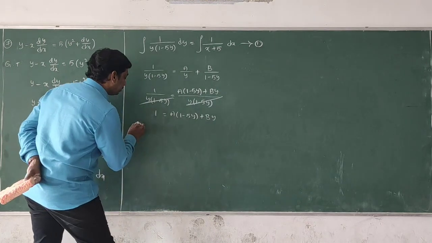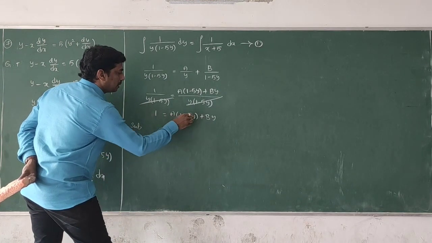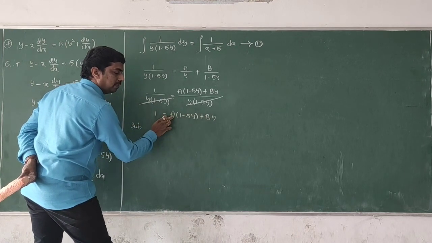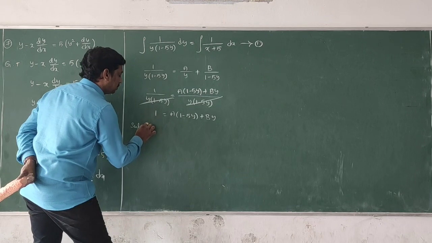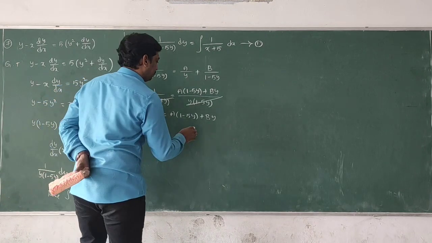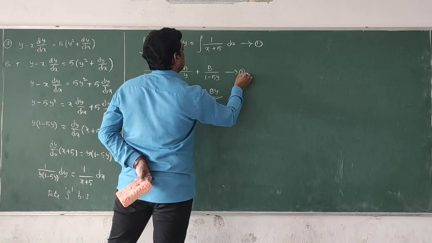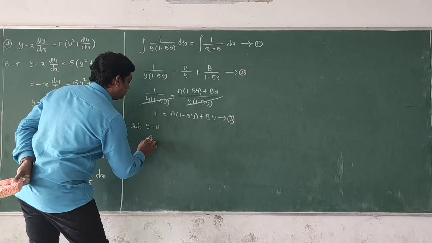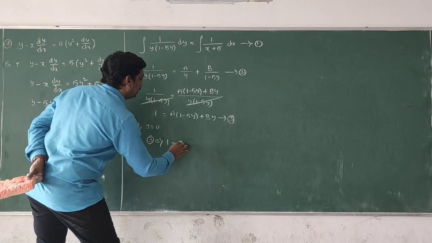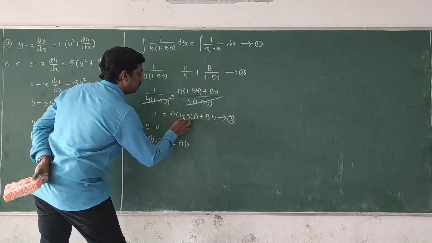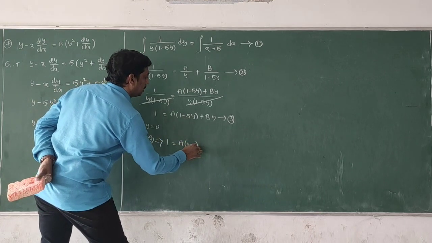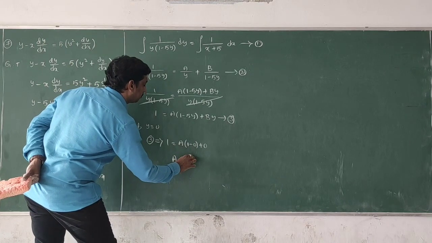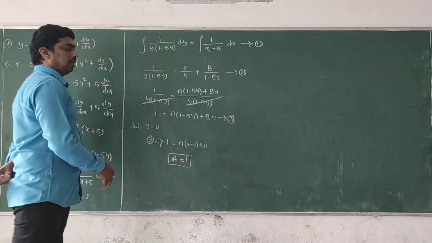So substitute first y equal to 0, then the B term is deleted and we get the A value. This is the third equation. From the third equation, 1 equal to A into (1 minus 5 into 0), B into 0 is 0, so A into 1 minus 0, A only. A equal to 1. Remaining, we need to find the B value.